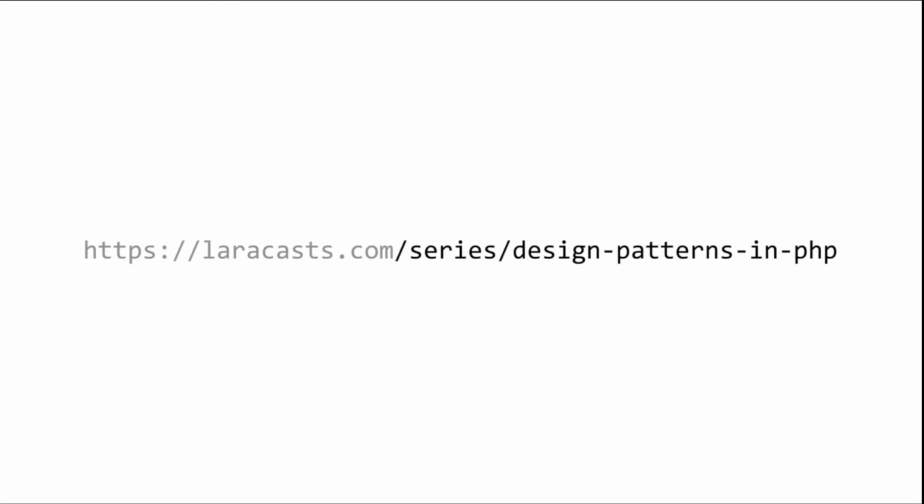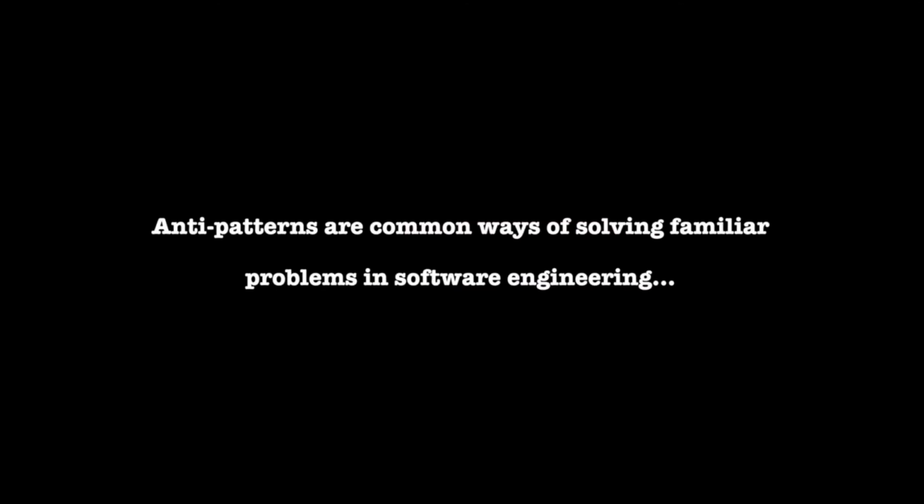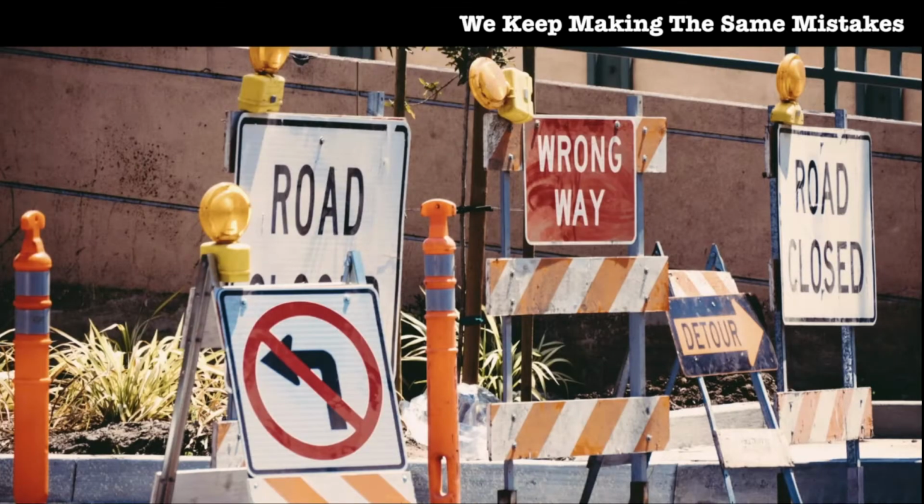But tonight I'm going to be talking about anti-patterns. Now, the anti-patterns book came out about 2 years after the design patterns book came out. So if design patterns are ways of solving problems in software, what are anti-patterns? Well, anti-patterns are common ways of solving familiar problems in software engineering that have an unintended negative result. It means basically we keep making the same mistakes over and over, we hit the same dead ends. And spotting anti-patterns helps you identify where things have gone wrong, and puts you back on the right path.